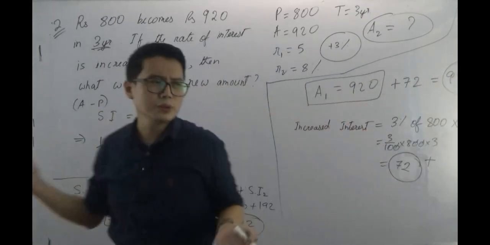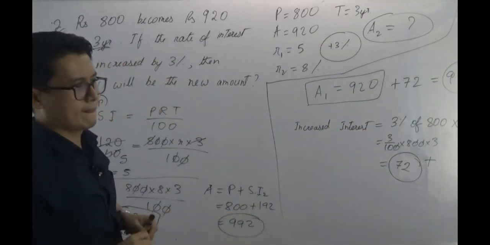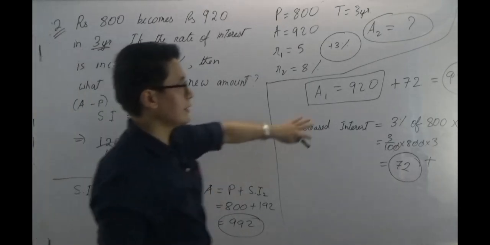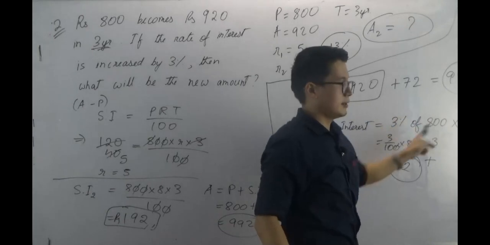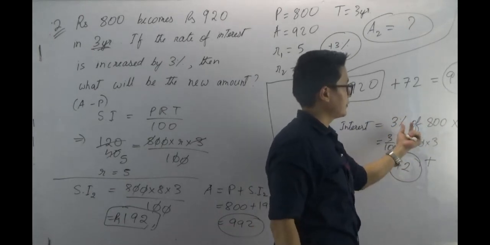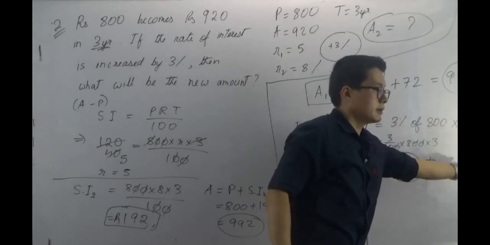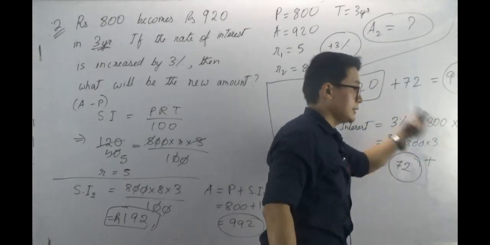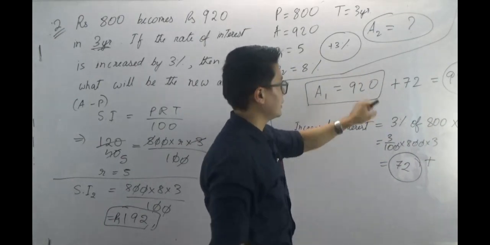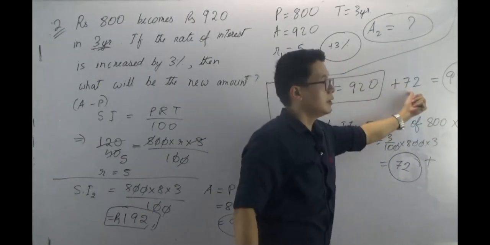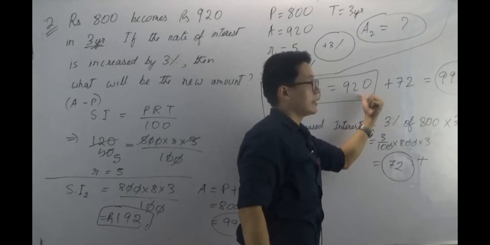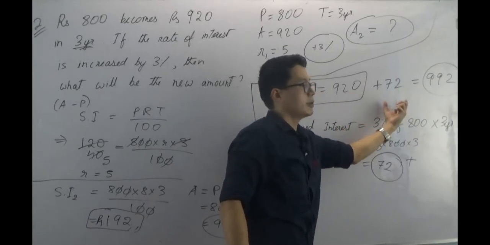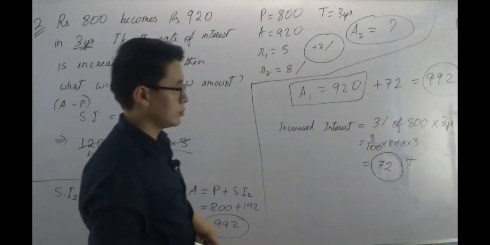So just have a look at which one is simpler. I just have to find out 3% of 800 multiplied by 3 years. So I get 72. 72 is the increase in the amount. Adding it to the amount, 920 plus 72 gives 992.